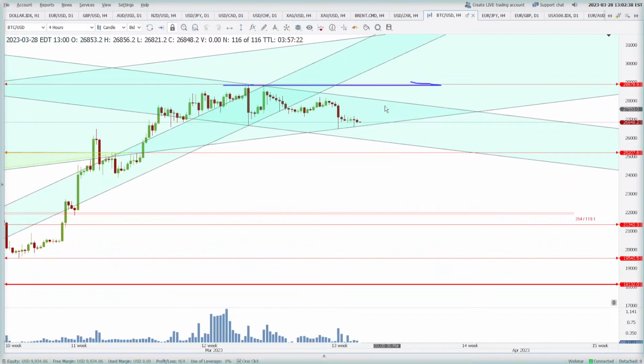So people are looking for slightly lower prices for the long term. On the low side we have 25,207 as the fresh support and 28,879 as the fresh resistance to the upside.